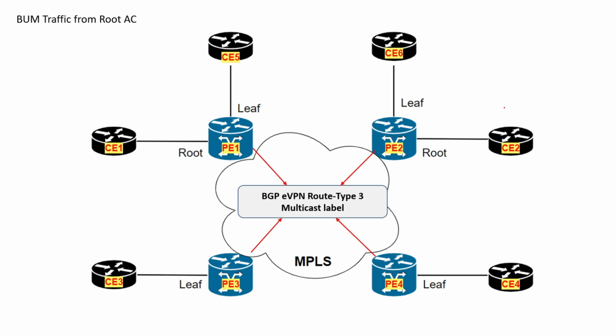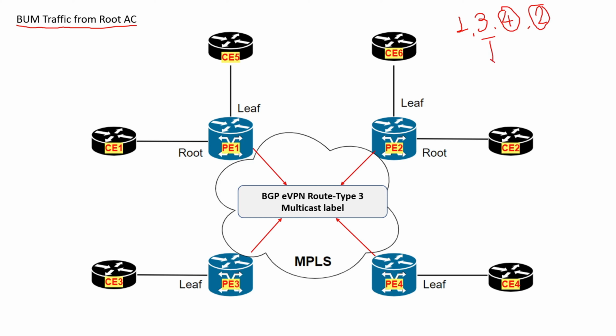So let's say the BUM traffic is received from the root attachment circuit. How is it going to work in this scenario? If you remember the normal EVPN scenario, once you commit the configuration, routers are going to generate route type 1, 3, and 4 based on the multi-homing, and then route type 2 based on the MAC learning.